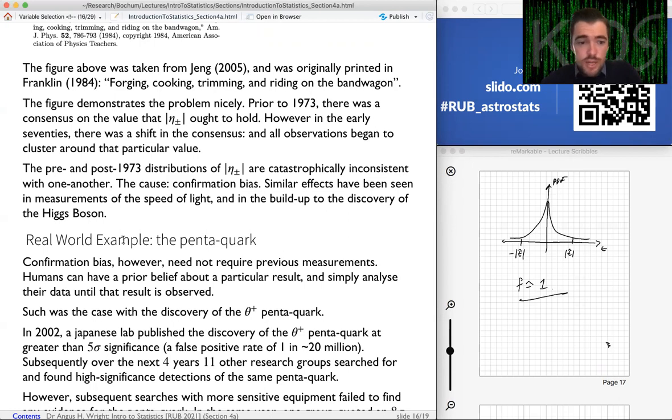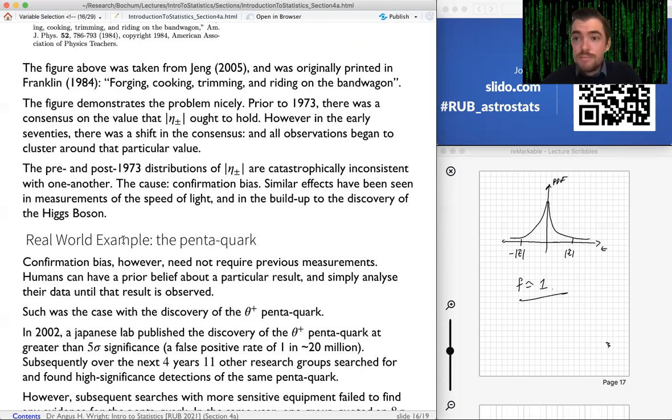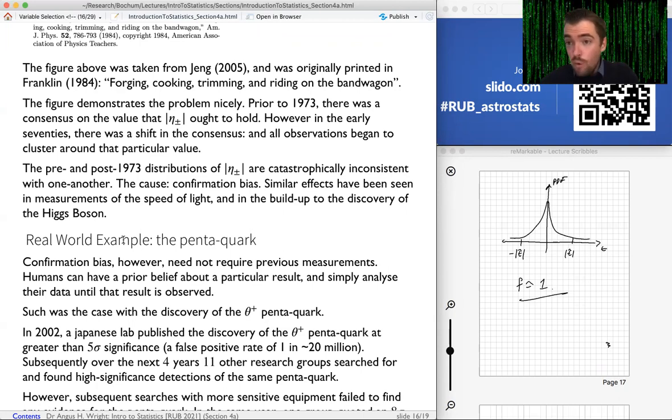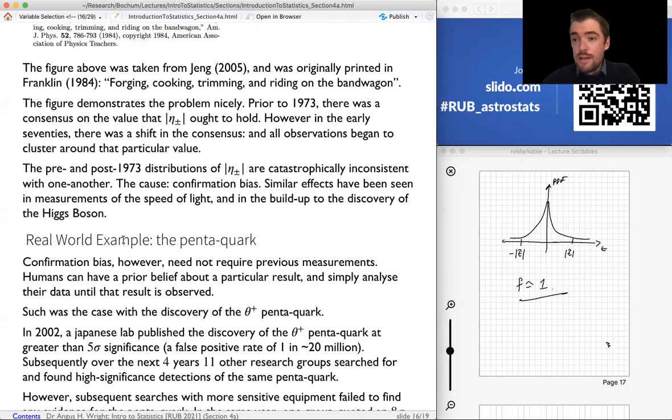After that, in 2003, 2004, 11 independent research groups looked for and found, at 4 to 8 sigma significance, evidence for the theta plus pentaquark in different independent analyses. However, since then, in 2006, 2007, 2008, all the way through till now, more experiments with more statistical power performed the same experiment and found nothing.